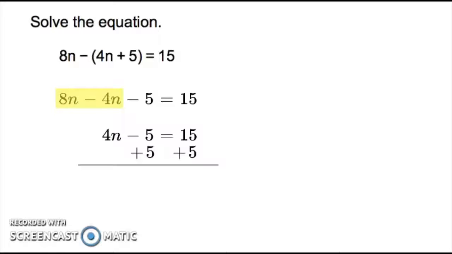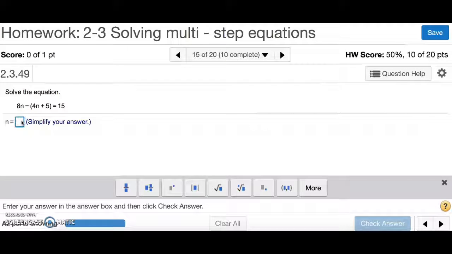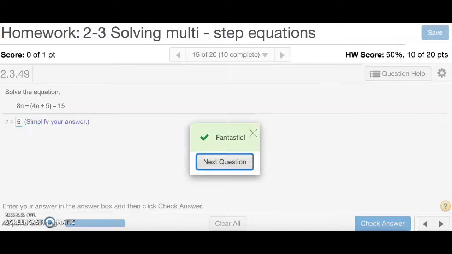From there, we add 5 to both sides, and we get 4n equals 20. Divide both sides by 4, we get n equals 5. And that's going to be the answer. Typing it in, and that is the answer for number 15.